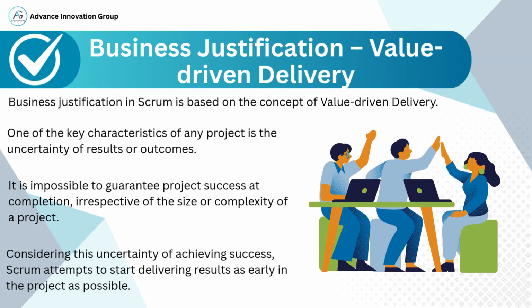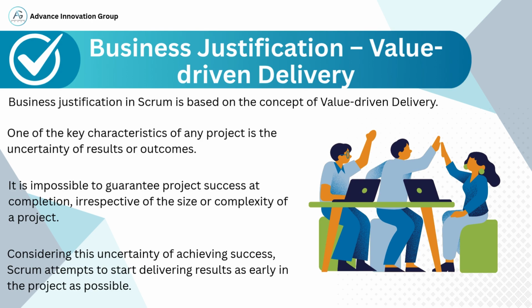In Scrum, business justification revolves around the principle of value-driven delivery. Every project has some level of uncertainty, whether it's about the outcome, customer acceptance, or technical feasibility. No matter how well we plan, we cannot guarantee success just by reaching the end of a project. That's why Scrum focuses on delivering results early and frequently. Instead of waiting until the end, we start delivering working increments as soon as possible. This approach reduces risk, provides early feedback, and validates business value continuously, increasing the chances of project success.